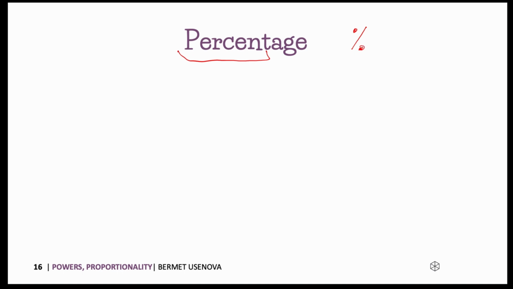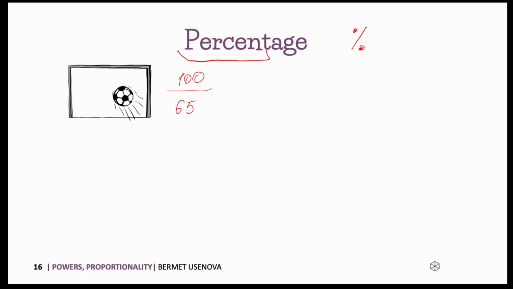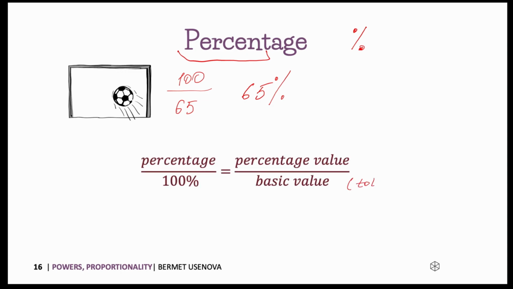To explain what the concept of percentage means, let's have a look at a quick example. Let's say we have a football player who needs to score a goal, and for every 100 shots that he makes, he scores goals 65 times. Then the scoring ratio of this player will be 65%. So for our example, the total shots will be the basic value, the number of successful goals will be the percentage value, and the scoring ratio will be the percent rate or percentage.